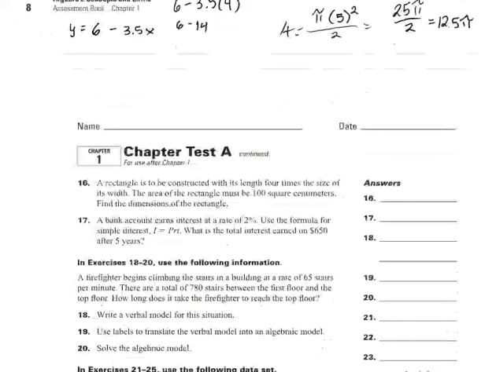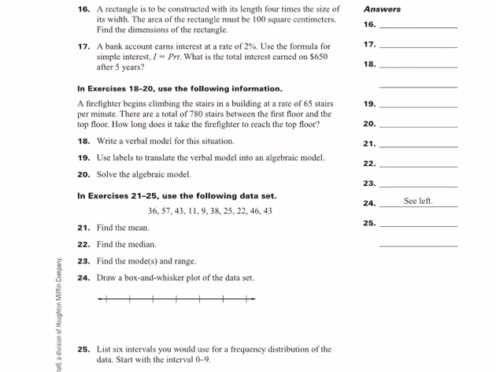Alright, and that moves us on to the second half here. A rectangle is to be constructed with its length 4 times. So we need to definitely be able to write out our word problems. A rectangle is to be constructed with its length. Its length is 4 times the size of its width. And the area of a rectangle, so here's my rectangle. I know that the area is length times width. Alright, my area is 100 square centimeters.